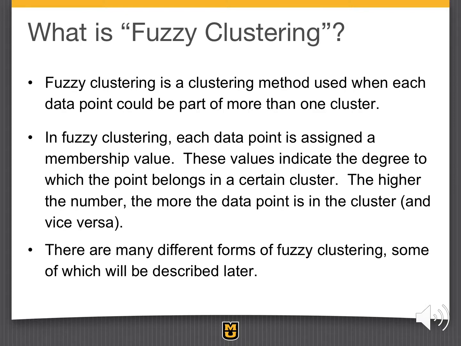So what is fuzzy clustering? Fuzzy clustering is a clustering method used when each data point can potentially be part of multiple clusters. Each data point is assigned a membership value between 0 and 1 for each cluster, indicating the degree to which the point belongs in said cluster. The closer the number is to 1, the more the data point is in that cluster. There are many different forms of fuzzy clustering, 3 of which will be described later.